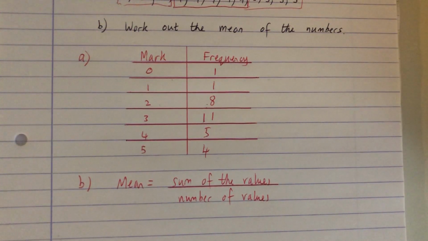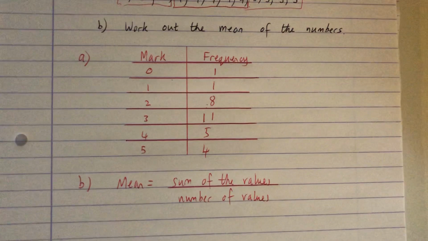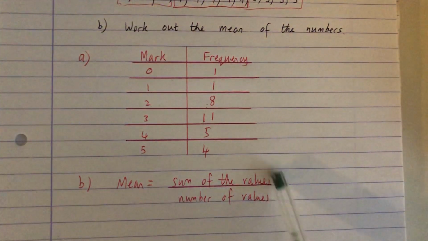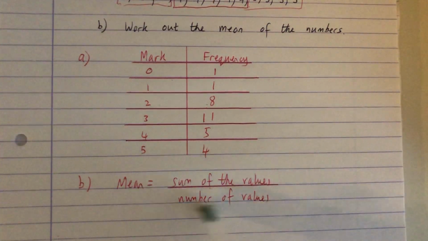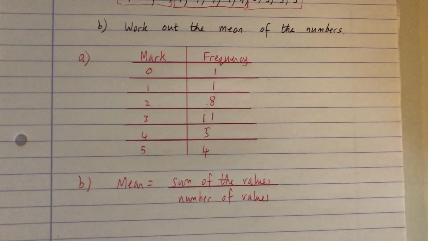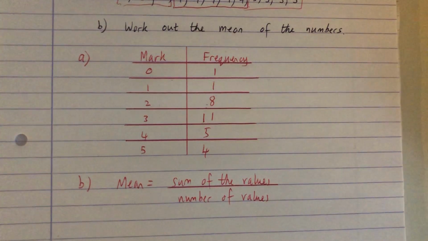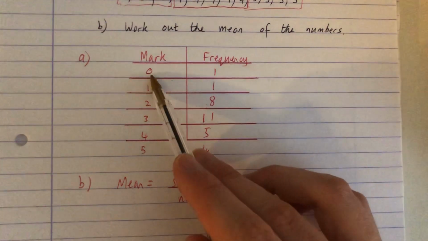Now, it gets a little bit more complicated when you are working out the mean from a frequency table. It's the same formula, but you've got to make sure you put the right things into the sum of the values and the right things into the number of values.